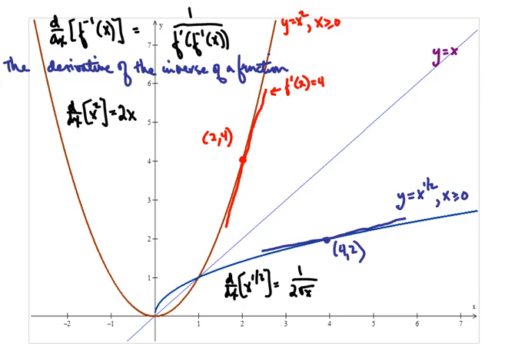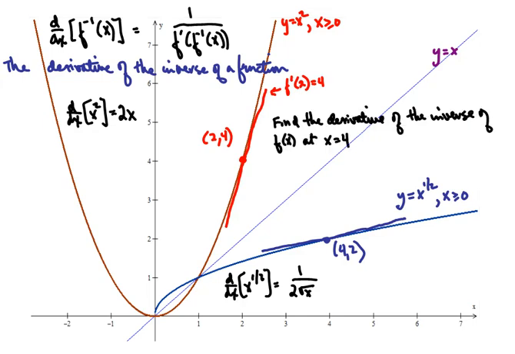If I were looking for a derivative along that curve at a particular x value, such as at x equals 4, y equals 2, then the way I would ask that question is to find the derivative of the inverse of f of x at x equals 4. Now some books write it in this way. They have the inverse of function f, and finding the derivative of that and evaluated at x equals 4 would be written in this way.